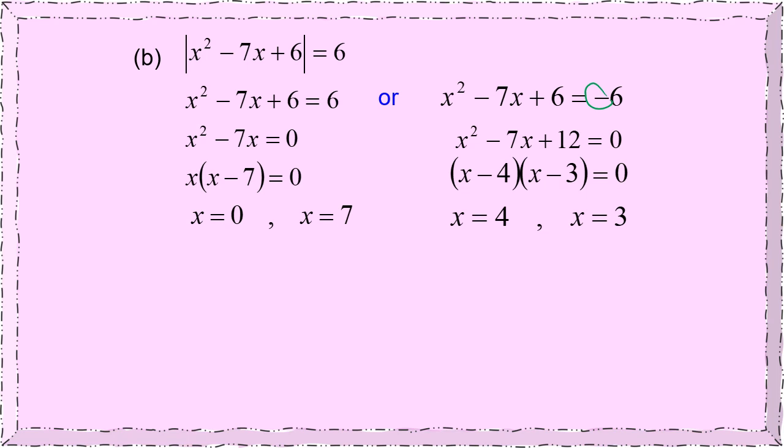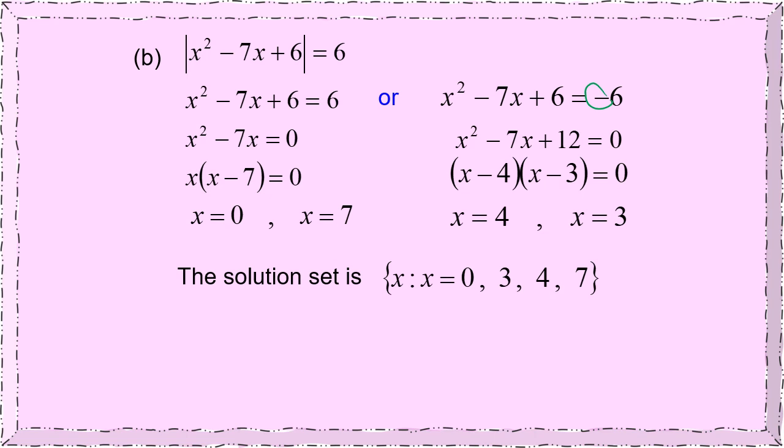Because we have two equations here. Okay, so let's say we solve for 0. We sub back 0: 0 minus 0 plus 6, positive 6 equal to 6. And 3 squared, 9 minus 21 plus 6.